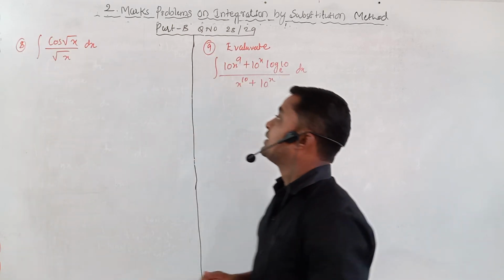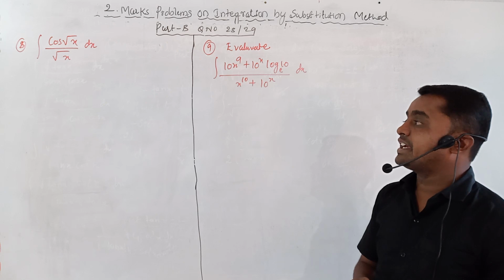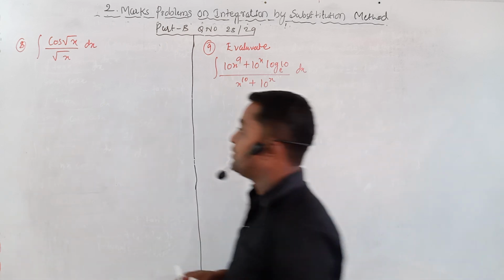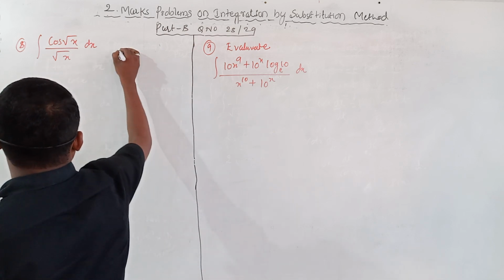Next problem. Integration of cos root x dx divided by root x. It's very simple. Put root x is equal to t.